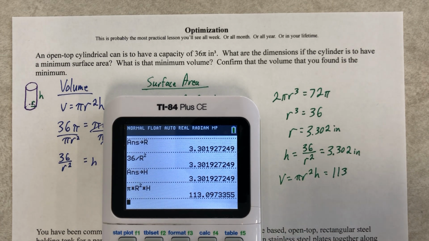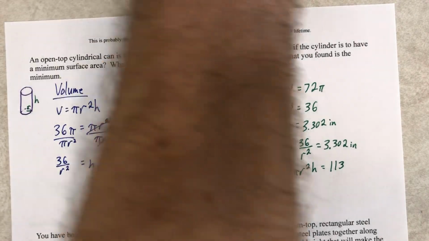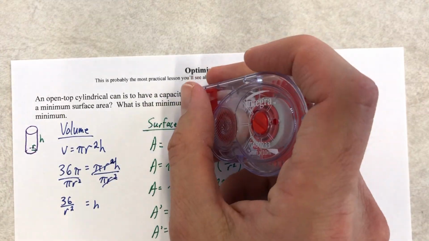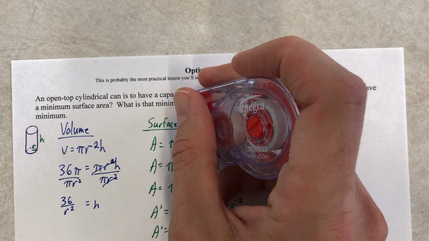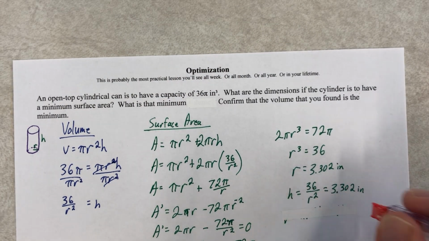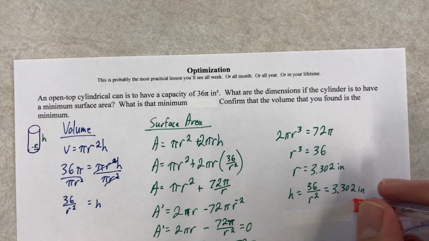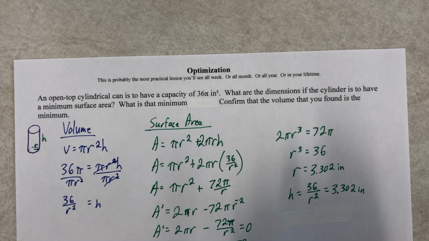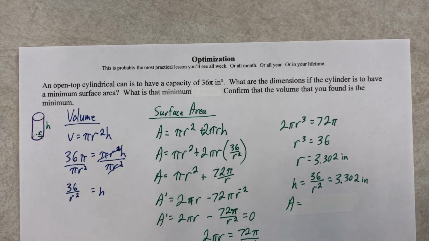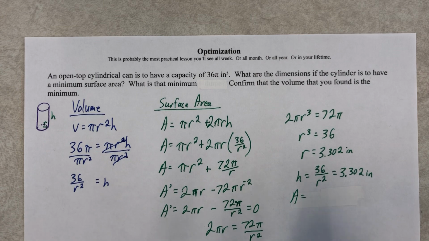Whoops. There is a typo in here, and I'm not going to start this problem over. This should say minimum surface area. So we have to find the surface area. We already knew the volume. No sense in finding it. Why am I typing this in?